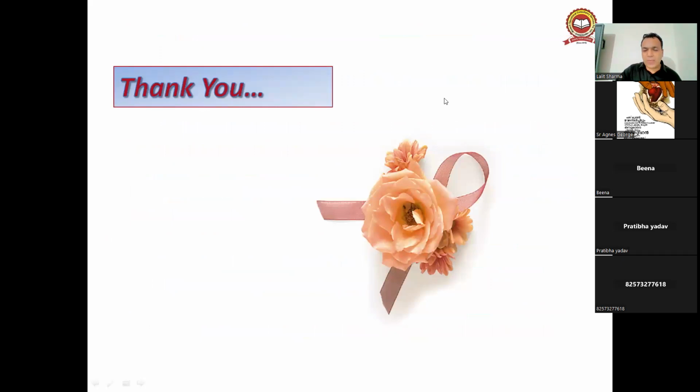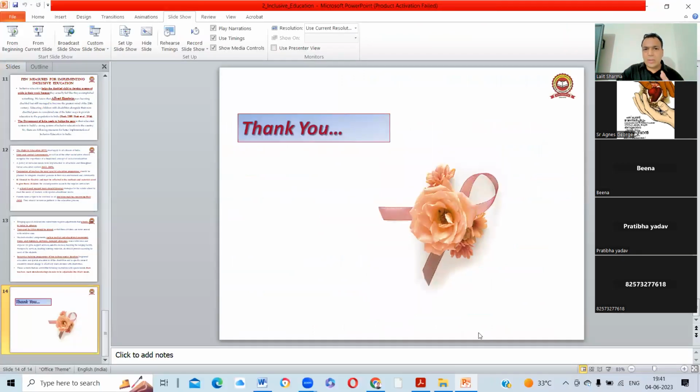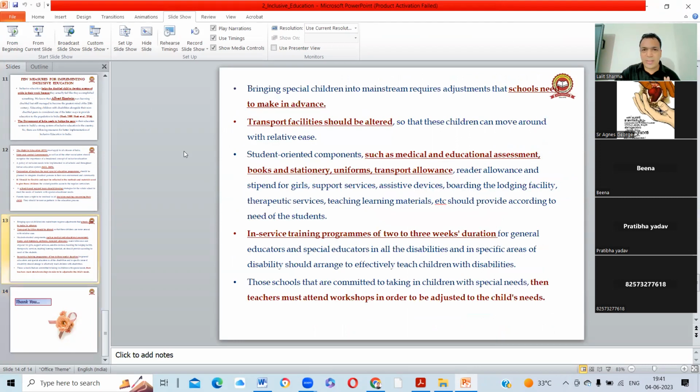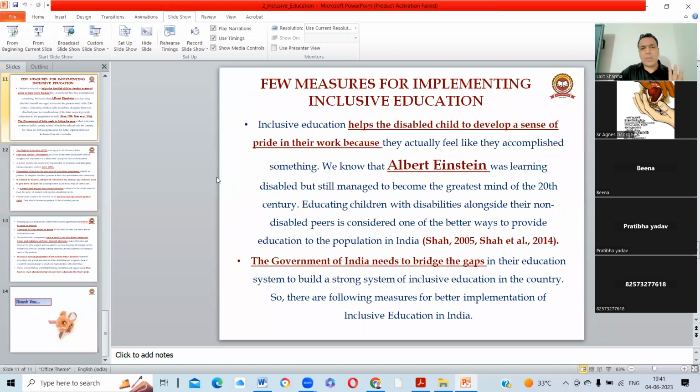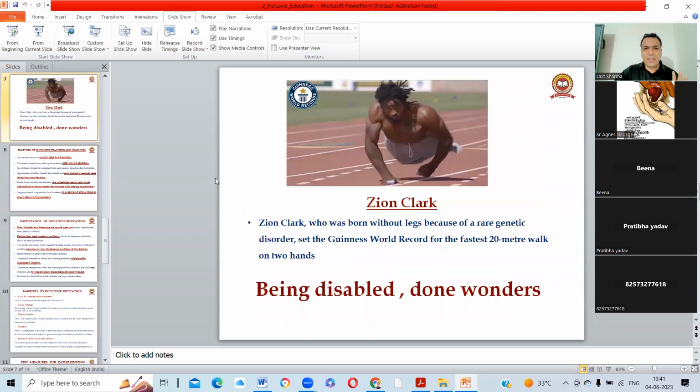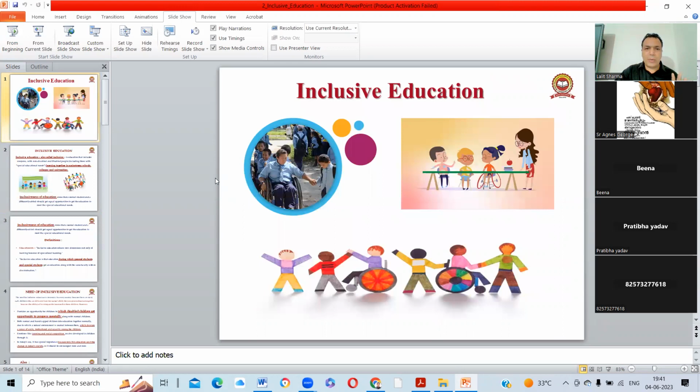So I think you have come to know about inclusive education. Under this topic, we are done with inclusiveness, what is inclusive education, then features, then basically barriers of inclusive education. Then we talked about what the measures are, how we can remove such problems.